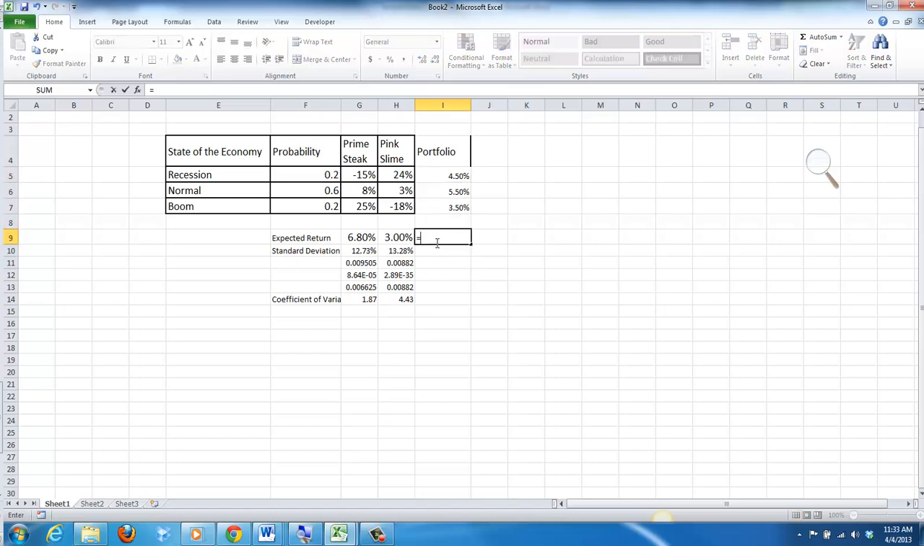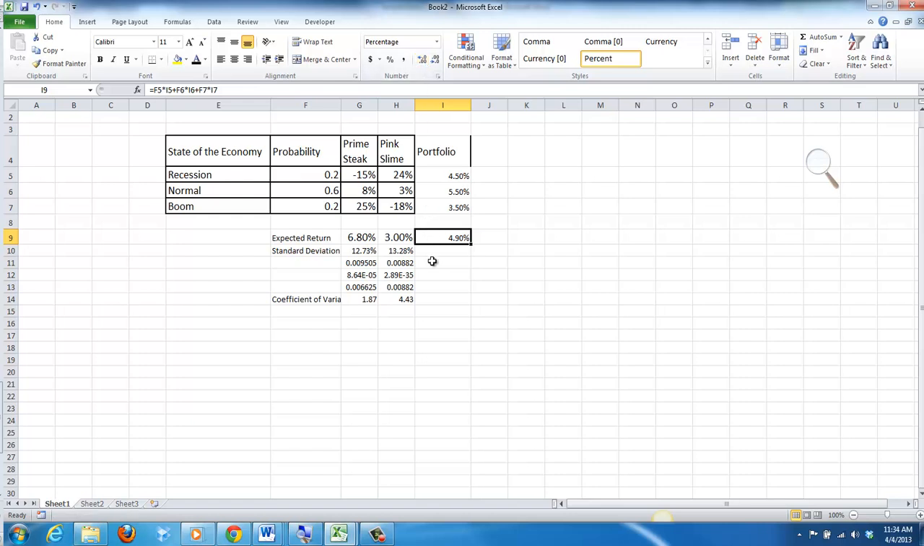So we calculate the expected return by taking the probability multiplied by the return in that state of the economy, plus the probability multiplied by the return in that state of the economy, plus the probability multiplied by the return in that state of the economy. And we get 4.9%.